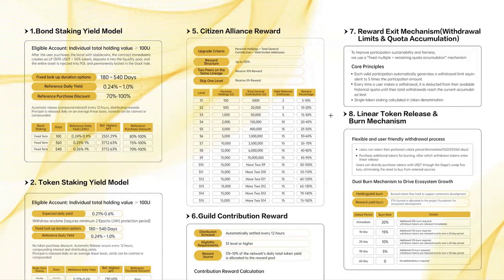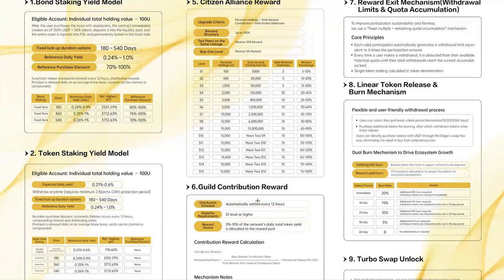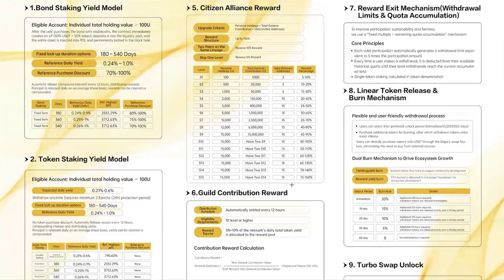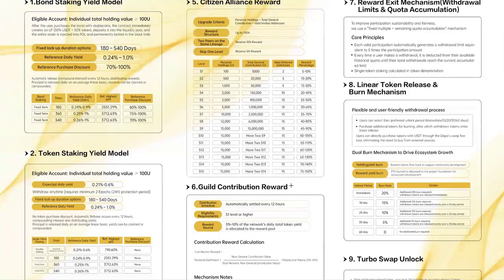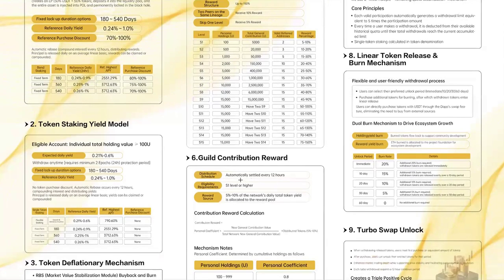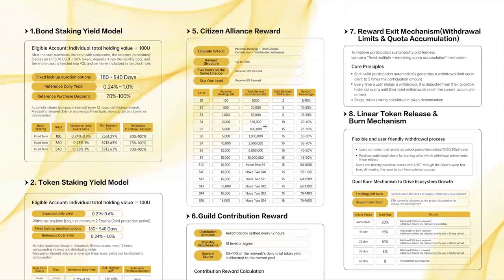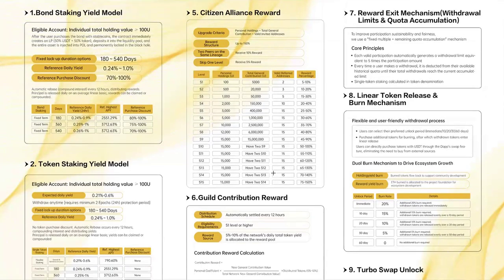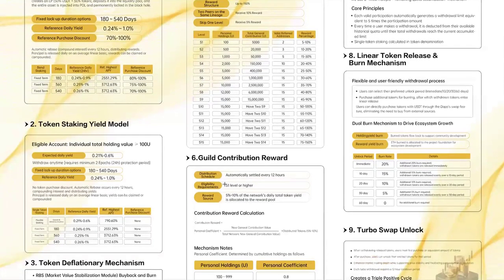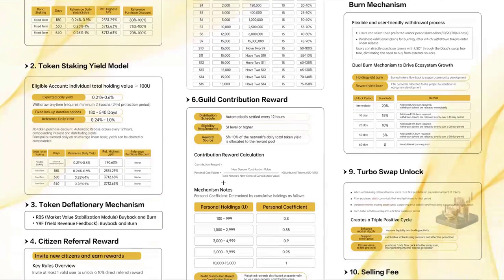Then the third way you can get paid on the affiliate side is the guild contribution reward. This is actually termed as sharing performance reward in the back office. How this works is that this is also paid out every 12 hours, just like the Citizen Alliance reward, which is paid out every 12 hours. For you to be eligible for this, you need to be S1 or higher to receive this reward. And how it works is it's calculated through a formula.